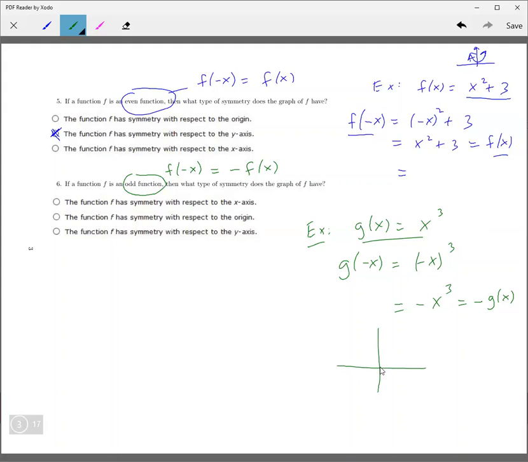And the graph looks something like this. So this is actually symmetric with respect to the origin. That's another way to tell whether our function is even or odd.